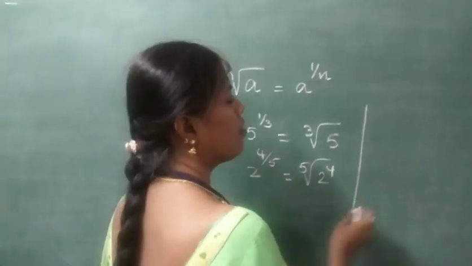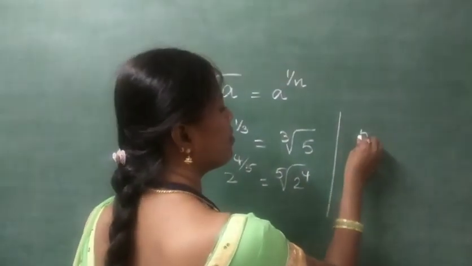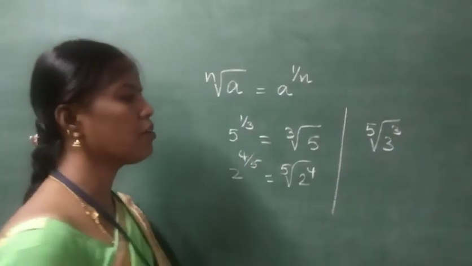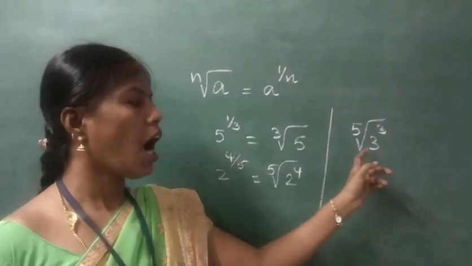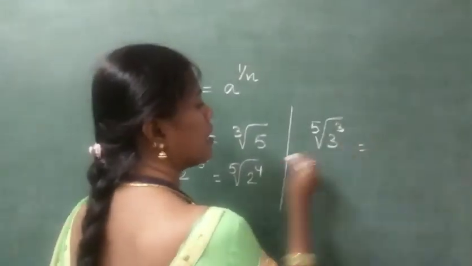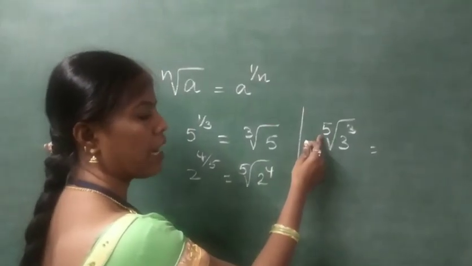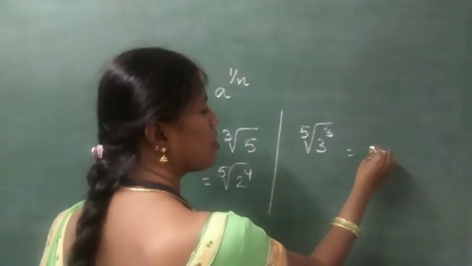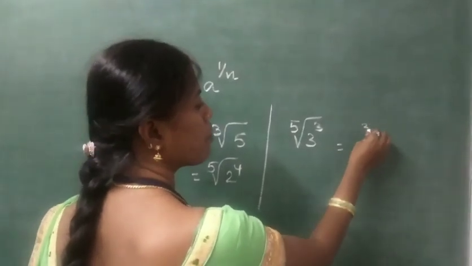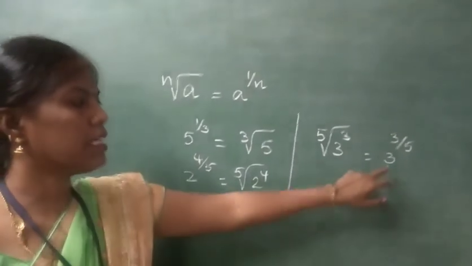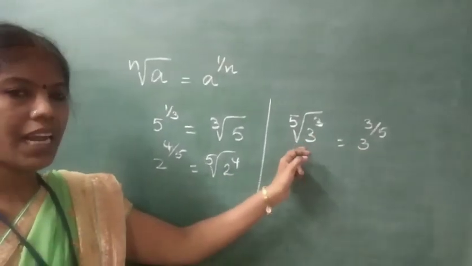For example, fifth root of 3 cube. How do we express this in exponential form? In the place of n what are we having? 5. In the place of a, what are we having? 3 cube. So 3 to the power of 3 by 5, in a simple way. It is an exponential form. This is the radical form.